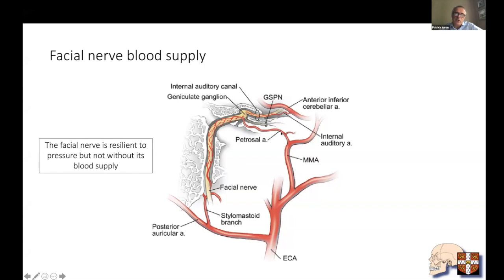And we've got a branch of the ICA that comes in and supplies the meatal portion. But it is the petrosal artery that is key in skull-based pathology, because if one loses the petrosal artery for various reasons, then facial function is compromised, because the stylomastoid branch of the postauricular artery and the branch of the ICA cannot supply this area. And so if the petrosal artery is lost, then patients will often present with a sudden facial weakness.